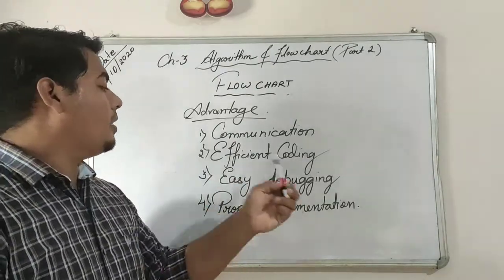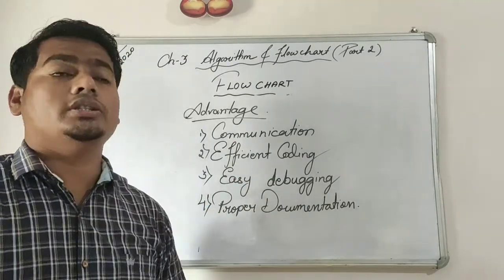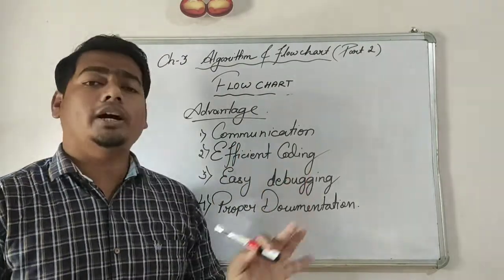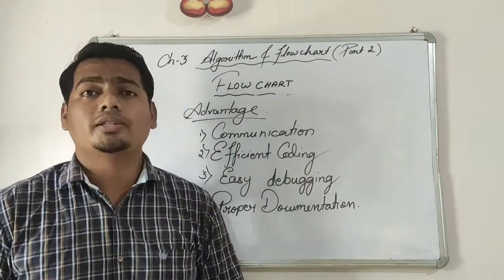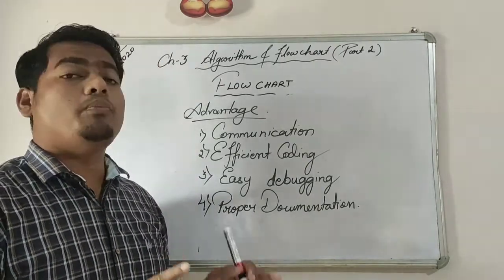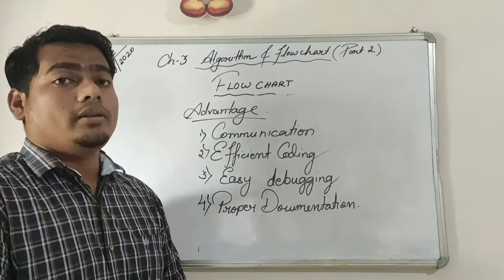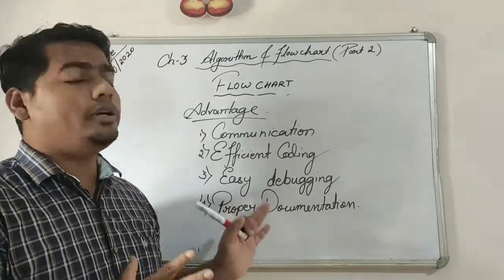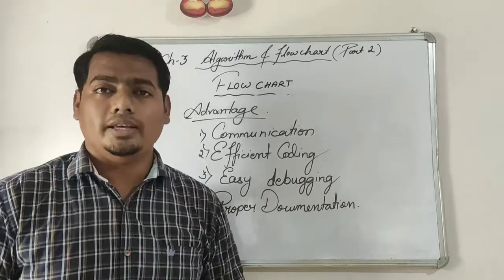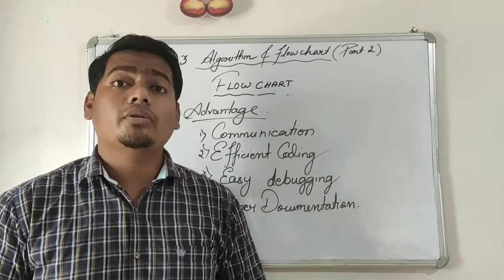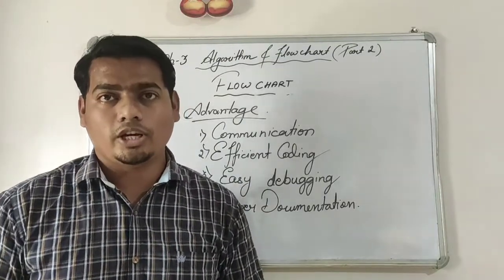After easy debugging, we have proper documentation. When we make a proper flowchart, it works like a blueprint, and it is very neat and clean. That's why we have proper documentation. What we are doing and what we have done, we have proper documentation of all of it with the help of a flowchart. Now we'll read about the disadvantages of a flowchart.